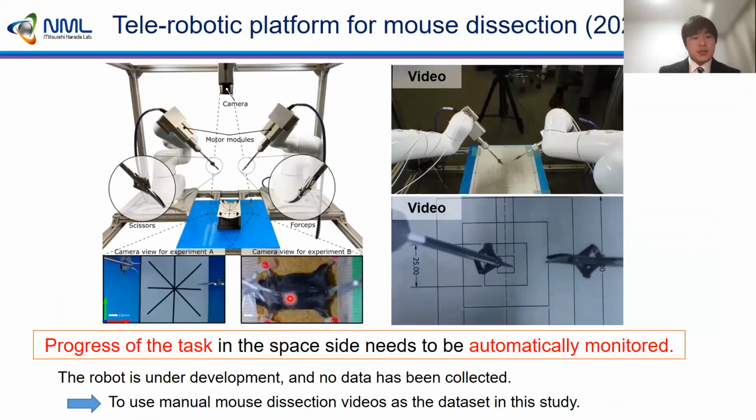This slide shows the telerobotic platform that our group is developing. To avoid the operational errors due to large communication delays, progress of the task on the space side needs to be automatically monitored. Now the robot is under development and no data has been collected. So we use the manual mass dissection videos as the dataset in this study.